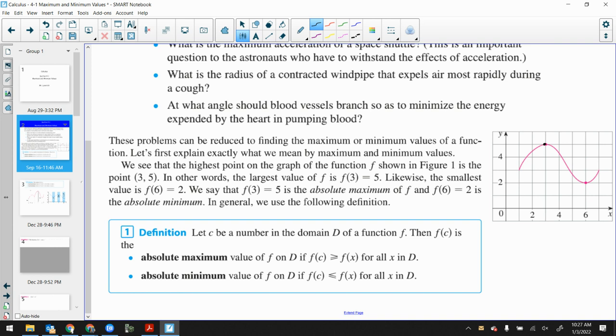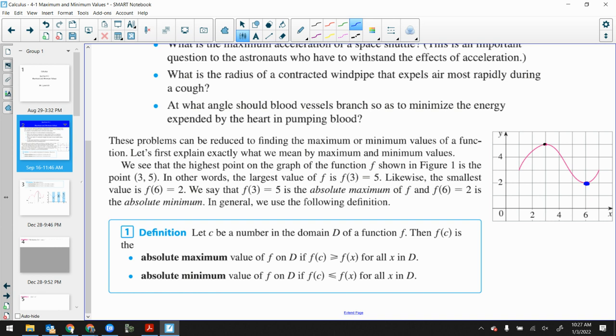So you would say that the absolute maximum would be 5. The absolute minimum value of this function is at the point 6 comma 2. It happens at 6, but it is 2. The y value is 2. So that's the way to speak about it. That's the way to talk about it. The value is the y value of the function. The absolute maximum or absolute minimum are the y values of the function.